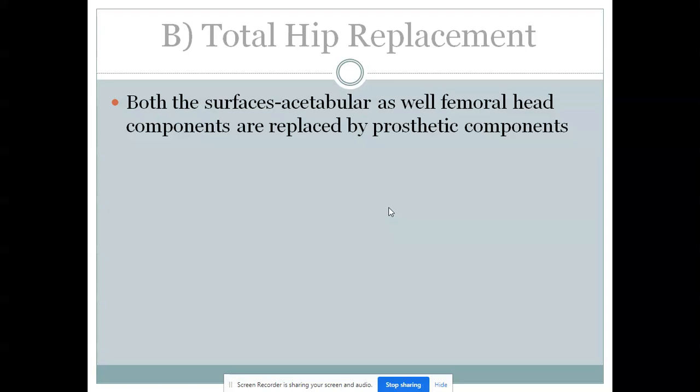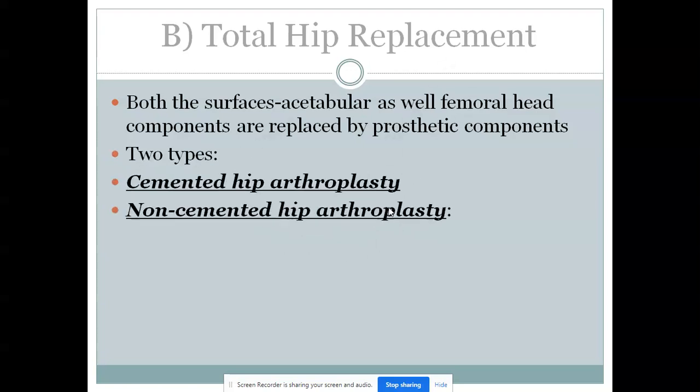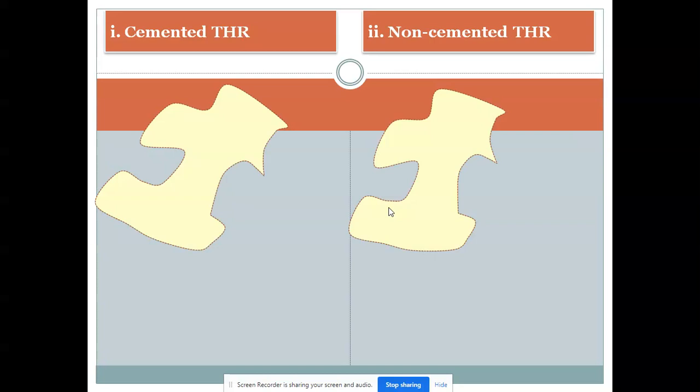Coming to THR. Both the surfaces, that is the acetabular as well as the femoral head component, are replaced by the prosthetic component. Now coming to two types. One is cemented hip arthroplasty and one more is non-cemented. As the name goes, the fixation technique changes. In cemented, cement is used. In non-cemented, screws are used. Let's look at how the image looks.